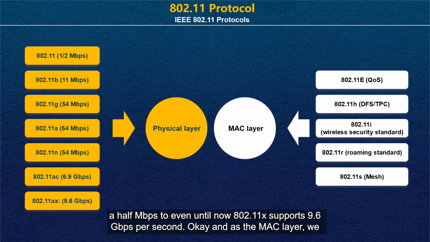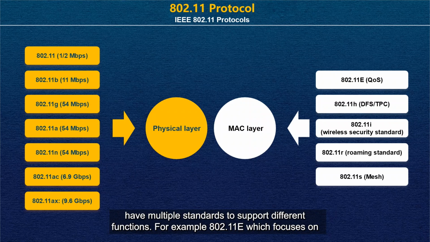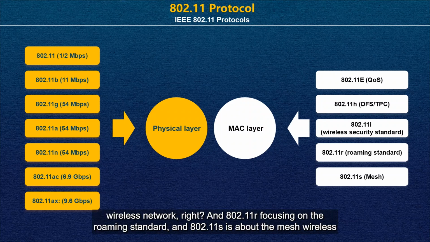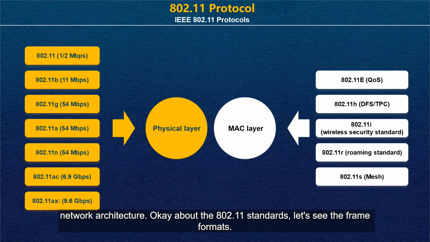Okay, and at the MAC layer, we have multiple standards to support different functions. For example, 802.11e focuses on QoS, and 802.11i, we are very familiar with it. It's about the security of the wireless network, right? And 802.11r focuses on roaming standards, and 802.11s is about the mesh wireless network architecture.